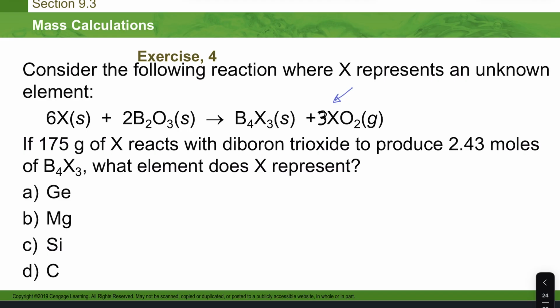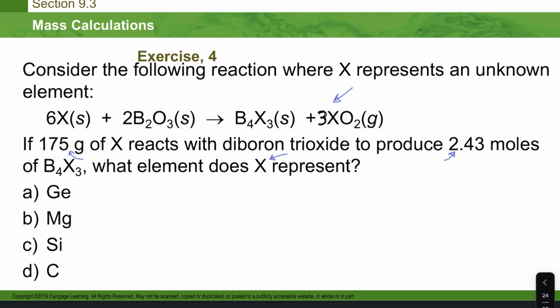Okay, so if we're given two different values, we have 175 grams and we have 2.43 moles. We want to know what element X represents. And so one way that we can do that is by finding out what its molar mass is. So let's go ahead and do that now.